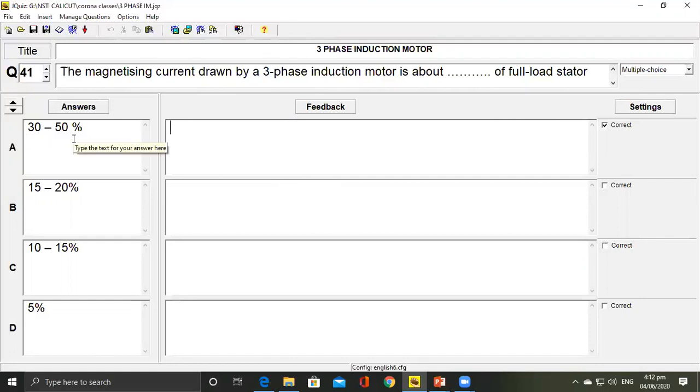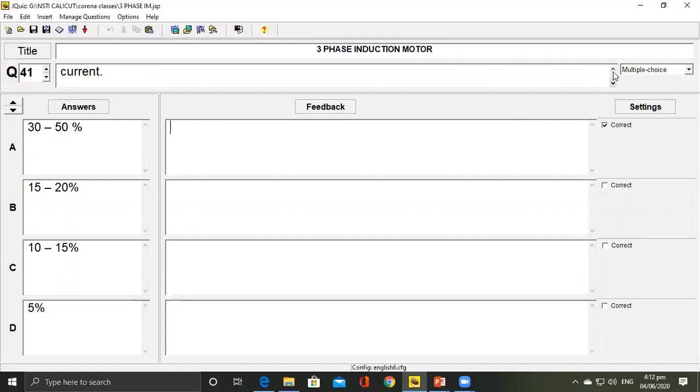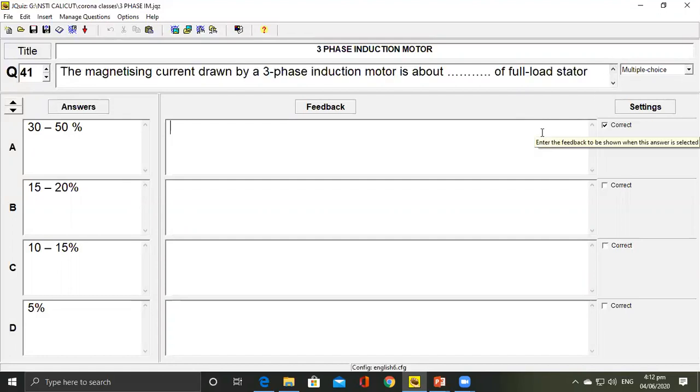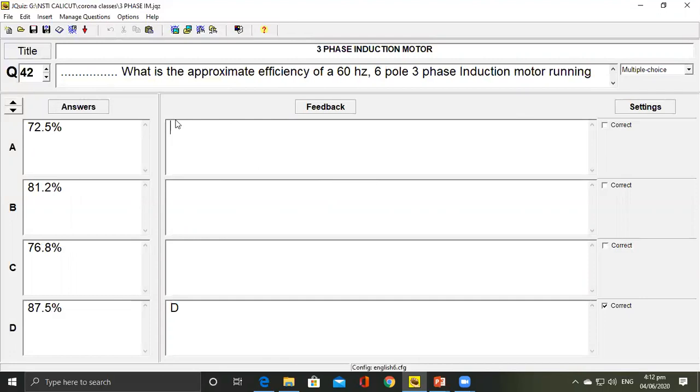You have to remember this value. It is around 30 to 50 percentage of full load stator current. So if the stator current is 10 ampere, the magnetizing current will be 3 to 5 ampere, meaning 30 to 50 percentage. Okay, so the next question is there.